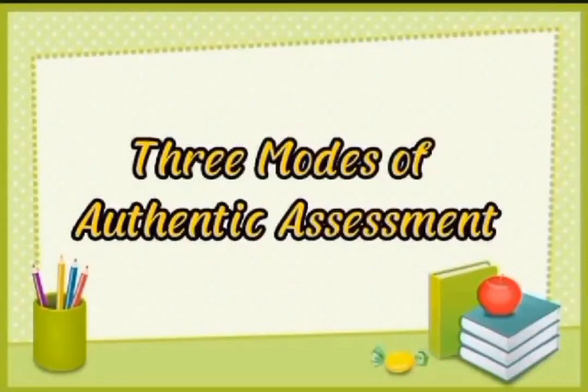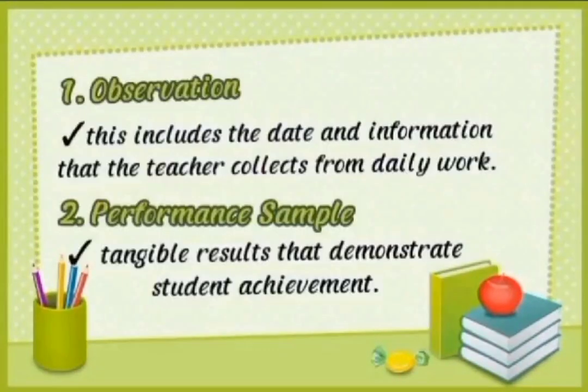Three modes of authentic assessment. Number 1, observation. The teacher will conduct an observation of the students. He or she will observe the performance and the attitude of the student during and after the class. After the observation, the teacher can identify the weaknesses and the strengths of the students. The role of the teacher is to assess the students and to help the students improve themselves into a better one.